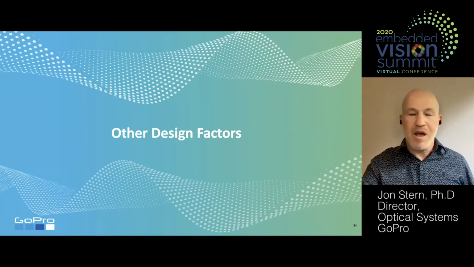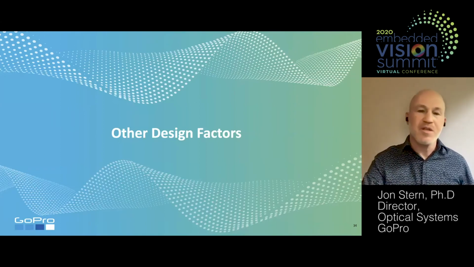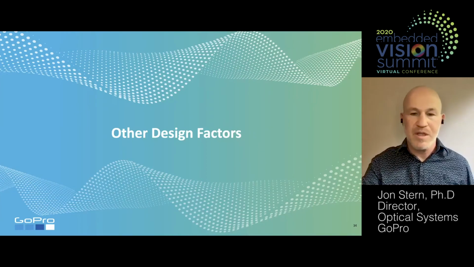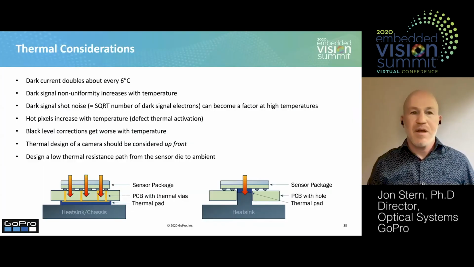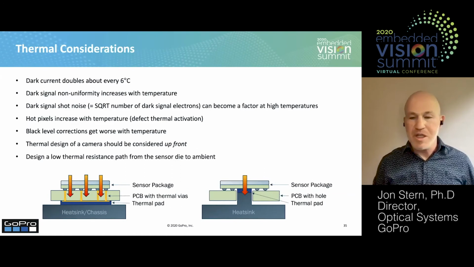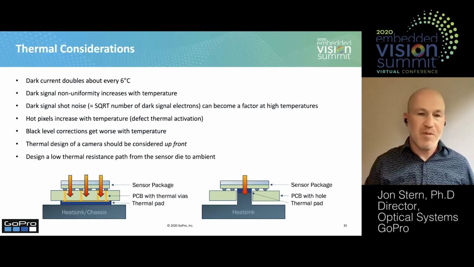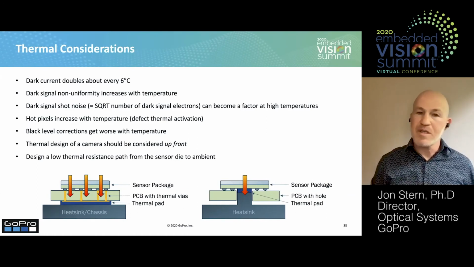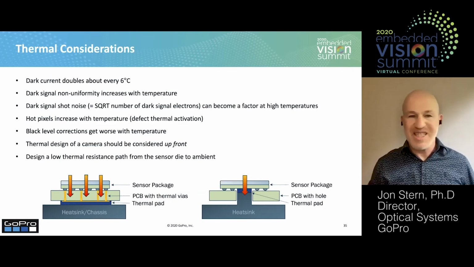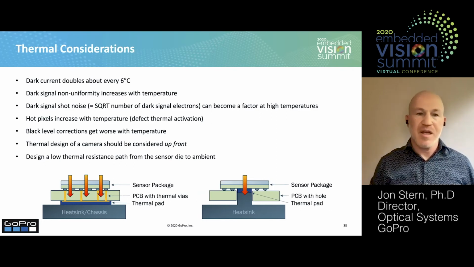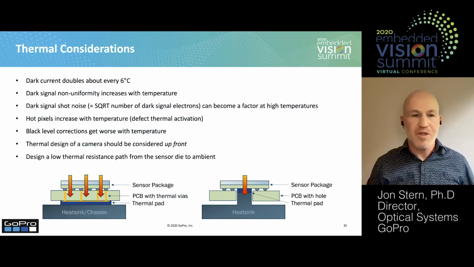There are a number of other design factors that we have to pay attention to, so I'll go into a couple of those in the next slides. First one is that thermal considerations are extremely important with CMOS image sensors. Dark current doubles about every 6 degrees C, and as dark current increases, dark signal non-uniformity will also increase. Dark signal shot noise, which is the square root of the number of dark signal electrons, can start to become a factor at higher temperatures.